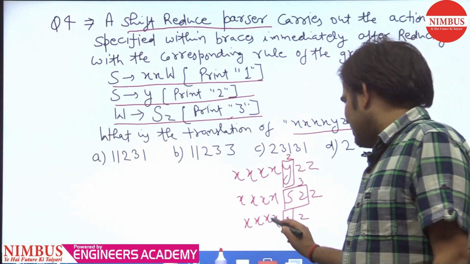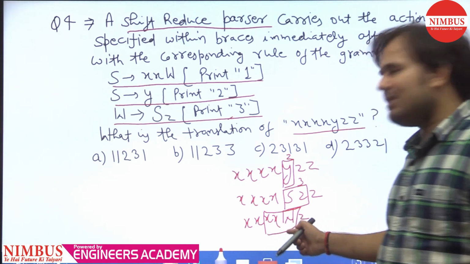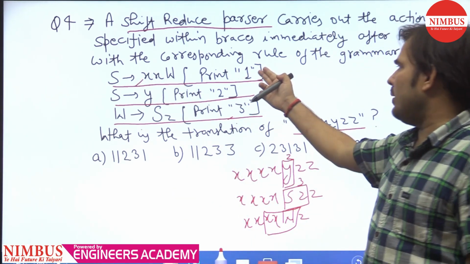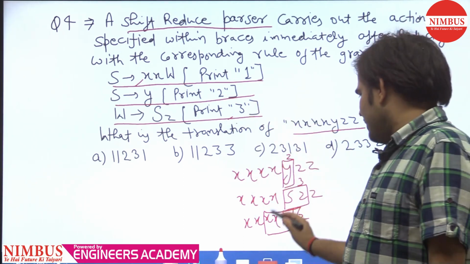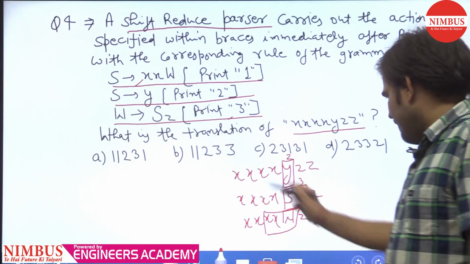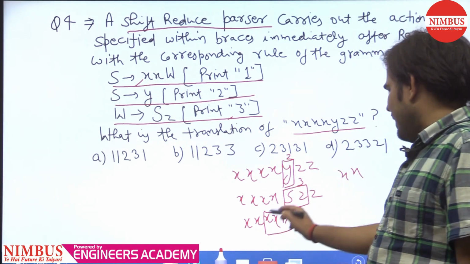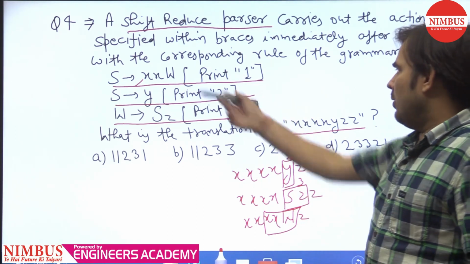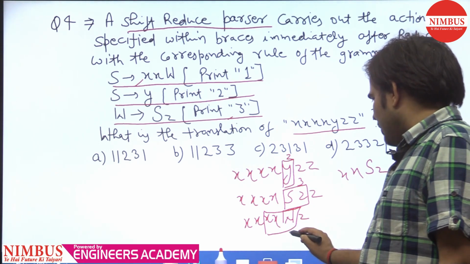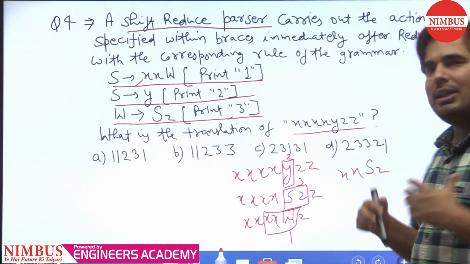After that, what can we handle here? We can handle this x, x, w through this translation rule, and we need to print 1. So in place of this x, x, w we can put x. This is the handle. So here we write x, x, and in place of this x, x, w we can write s and z, and here we print 1. So which one is the next handle?